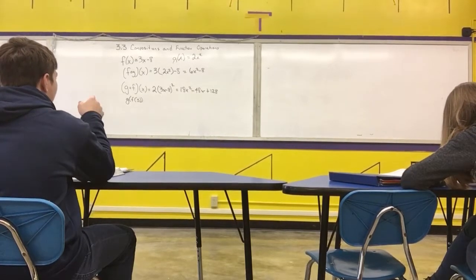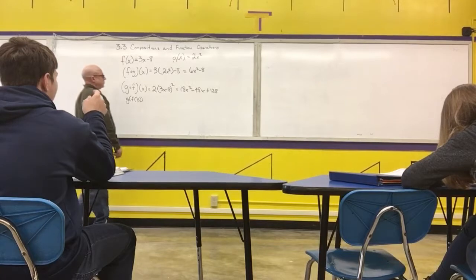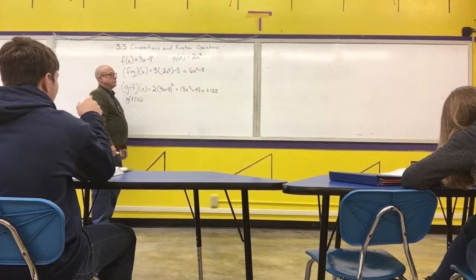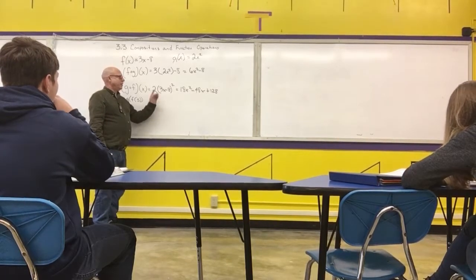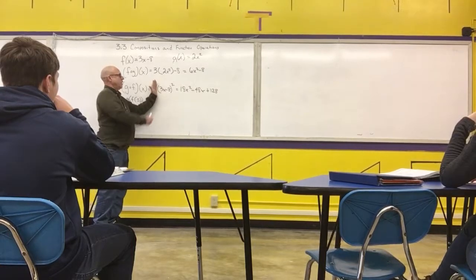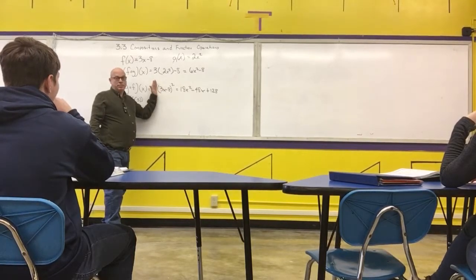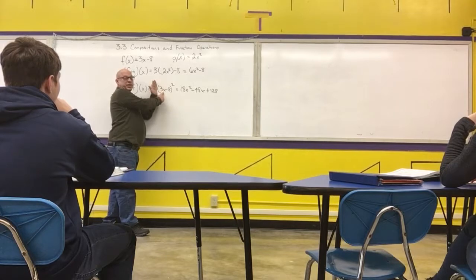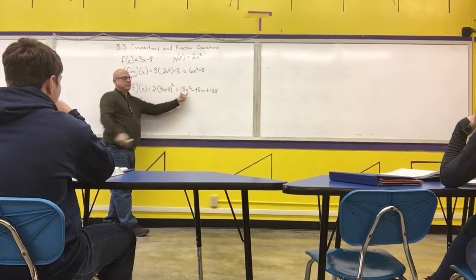On that last one, aren't you supposed to do 2 times 8, 16? No, I can't. I have to square this first. 3 times 3 is 9. x times x is x squared. 9x squared times 2 is 18x squared.